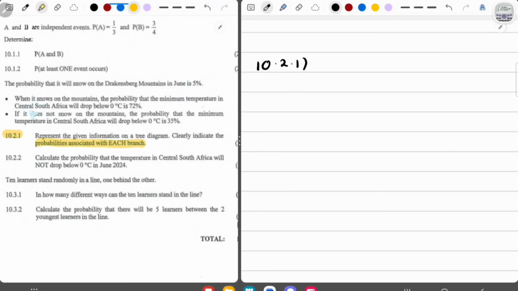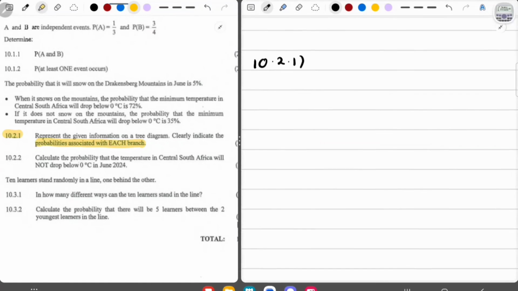So that it will snow. But then they said when it snows on the mountain, the probability that the minimum temperature in central South Africa will drop below 0 degrees is 72% when it snows. Okay, so this is clearly something that happens after it snows.